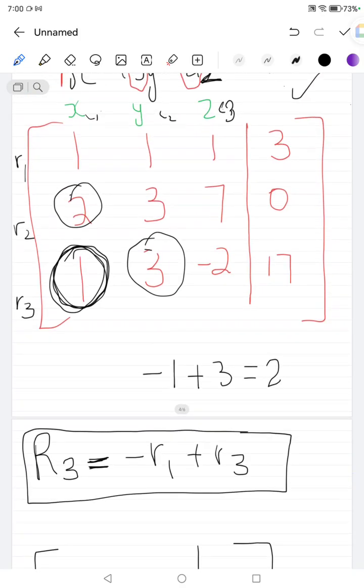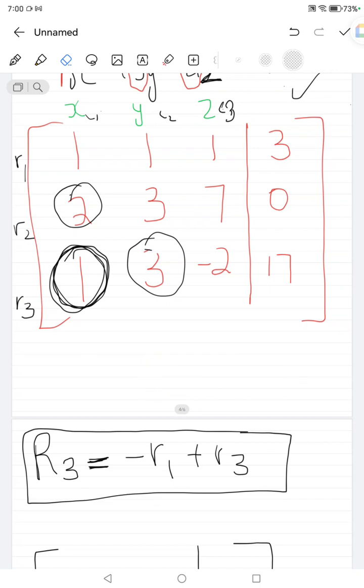Then you come again and go to column 3. You have minus 1, which is the one this side, then minus 1 times minus 2, minus times minus gives plus 2. Then this one will give you minus 3. Remember, we have minus R1 plus R3.